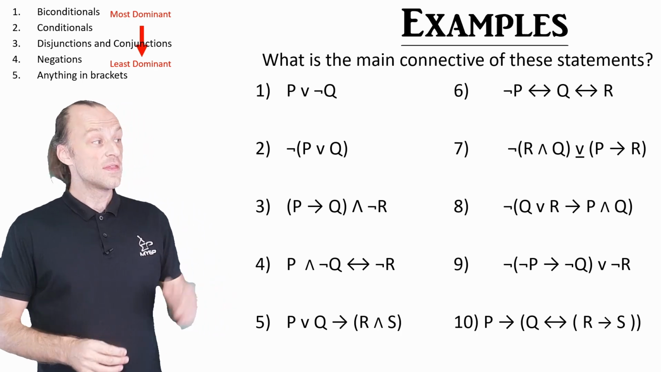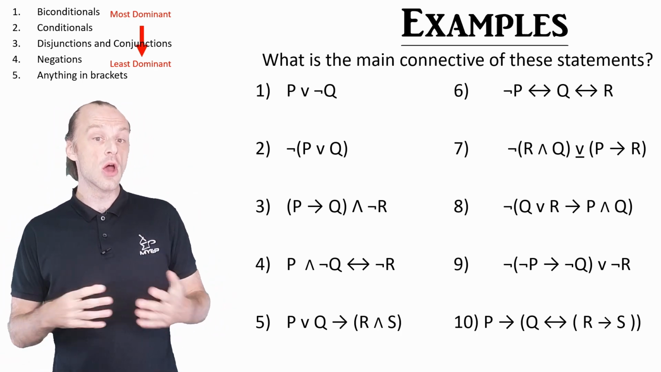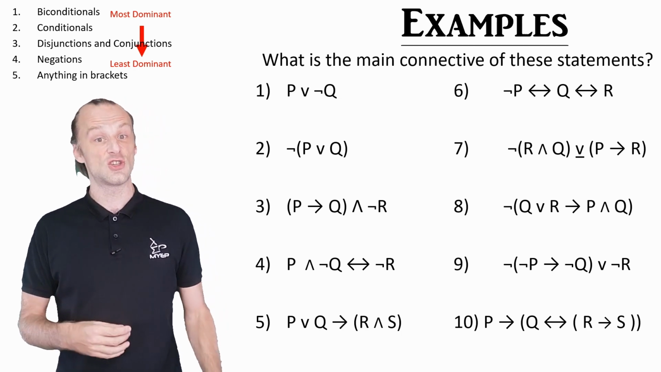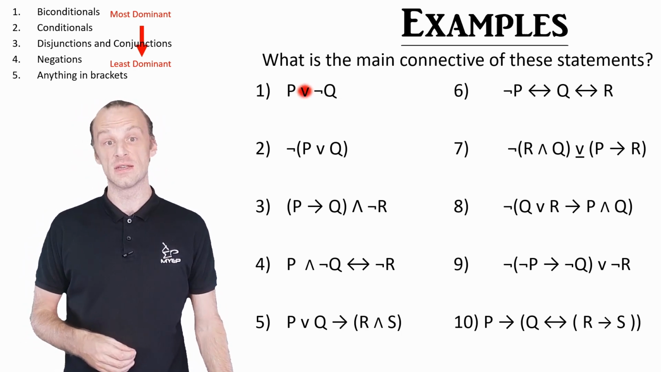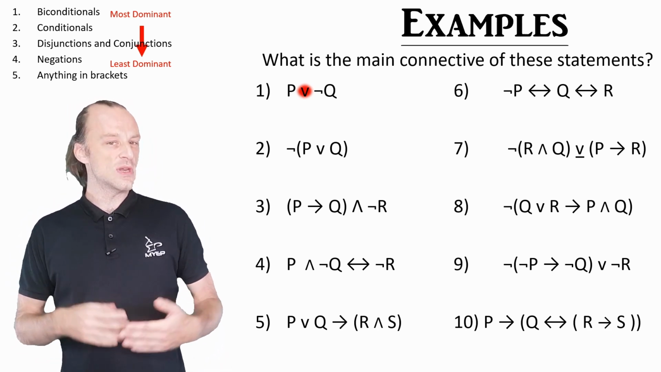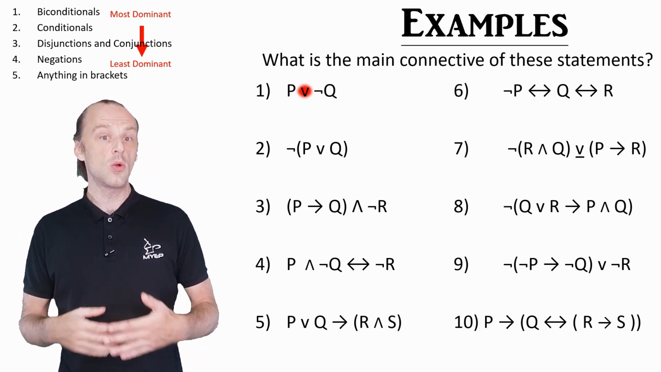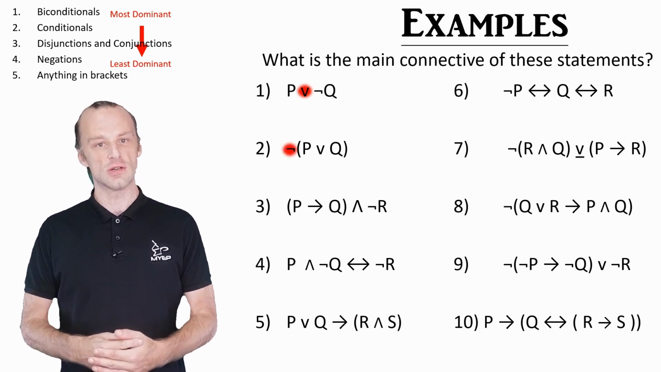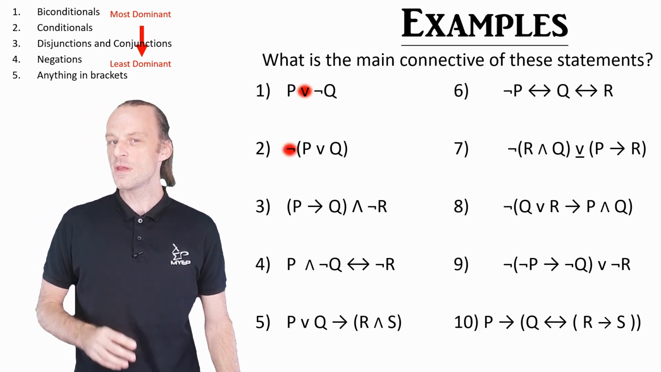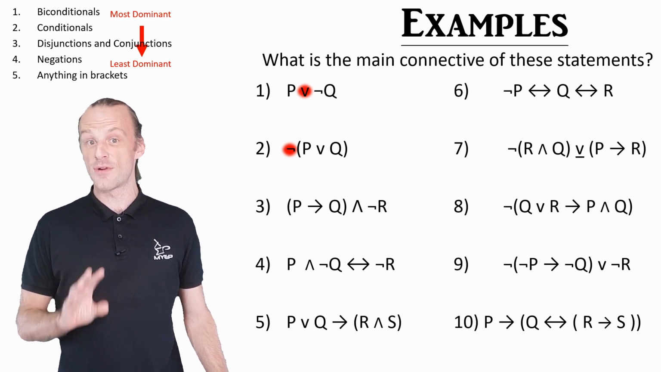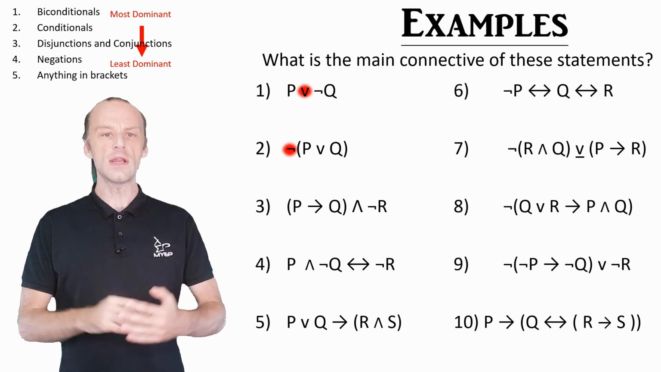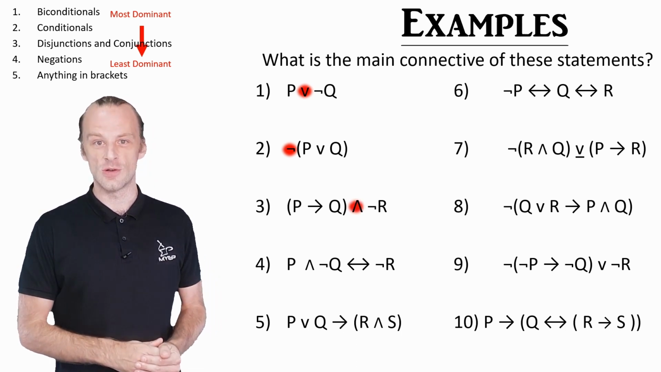Number one, the negation in this expression only works on Q, and so the whole expression is the disjunction, which is more dominant. In number two, the disjunction is in brackets and we deal with that first, so the whole expression is a negation. In number three, the conditional here would be the most dominant, but it's in a bracket. The negation only affects R, and so the whole expression is a conjunction.